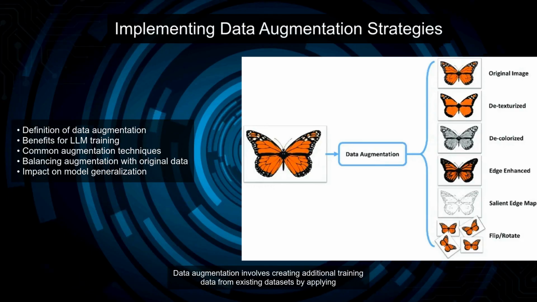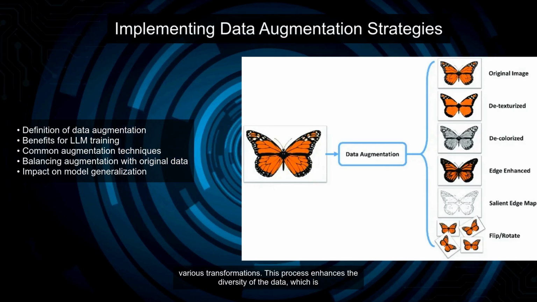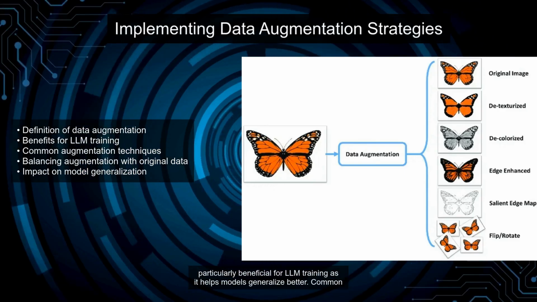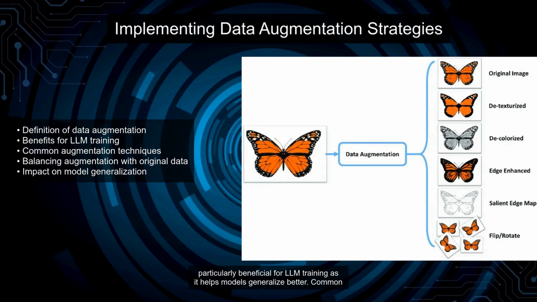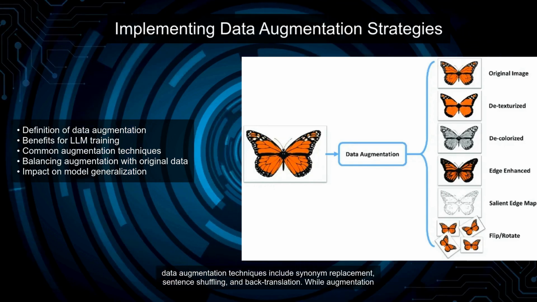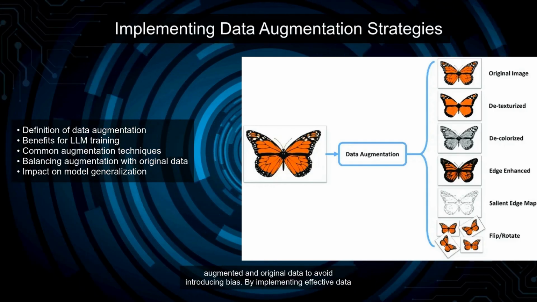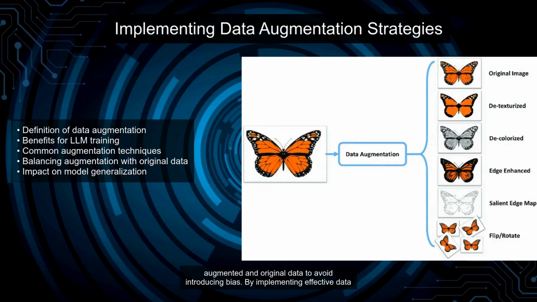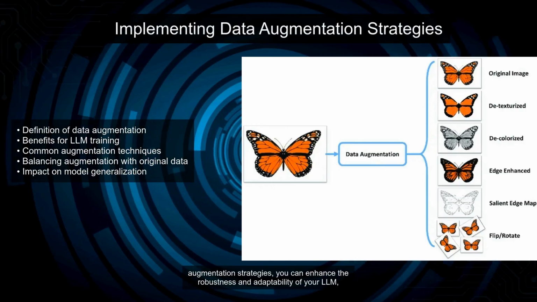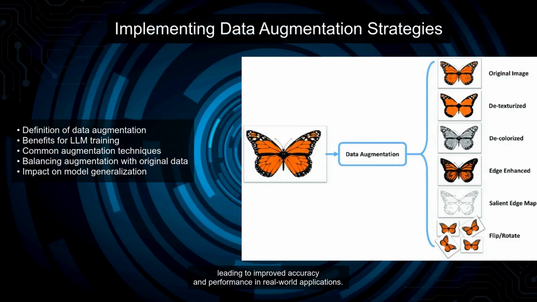Data augmentation involves creating additional training data from existing datasets by applying various transformations. This process enhances the diversity of the data, which is particularly beneficial for LLM training as it helps models generalize better. Common data augmentation techniques include synonym replacement, sentence shuffling, and back translation. While augmentation can significantly improve model performance, it's important to maintain a balance between augmented and original data to avoid introducing bias. By implementing effective data augmentation strategies, you can enhance the robustness and adaptability of your LLM, leading to improved accuracy and performance in real-world applications.